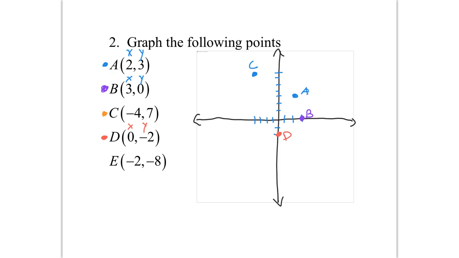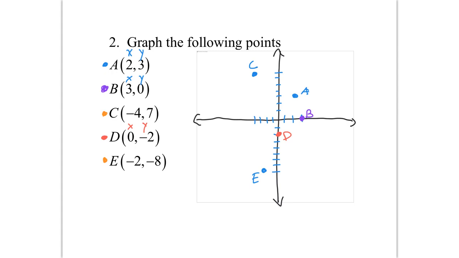And point E, you guys will go 2 to the left. -2 is your X. So 1, 2, and then -8 is the Y. So you go down 1, 2, 3, 4, 5, 6, 7, 8. So right here is point E.